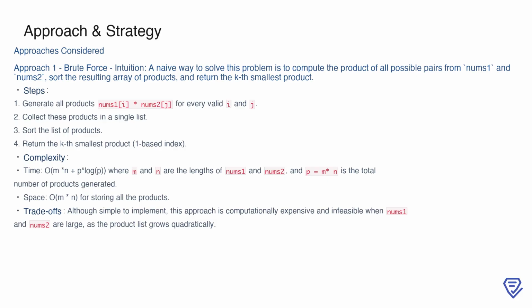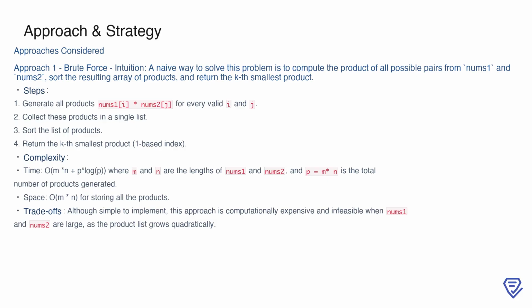To begin, let's look at the brute force approach, which is the most straightforward way to tackle this problem. The idea is simple: compute the product of every possible pair of elements from the two arrays, store these products in a list, sort the list, and then return the kth smallest product.